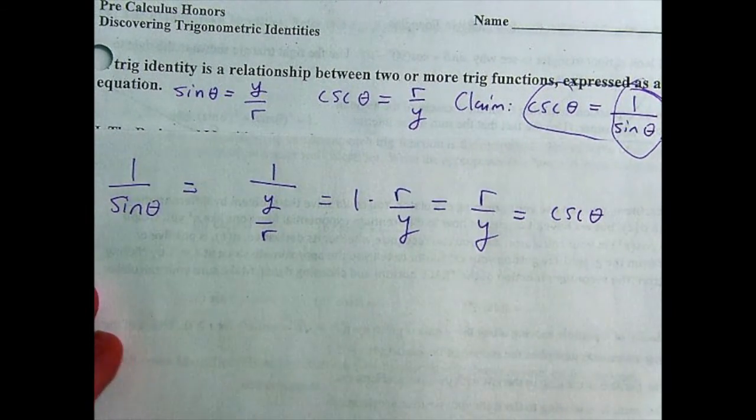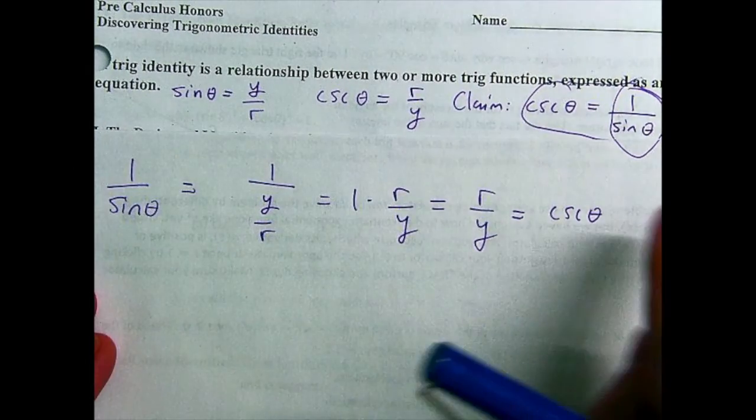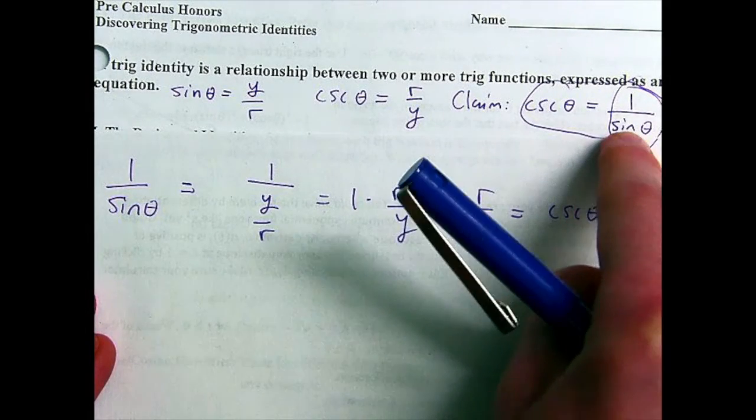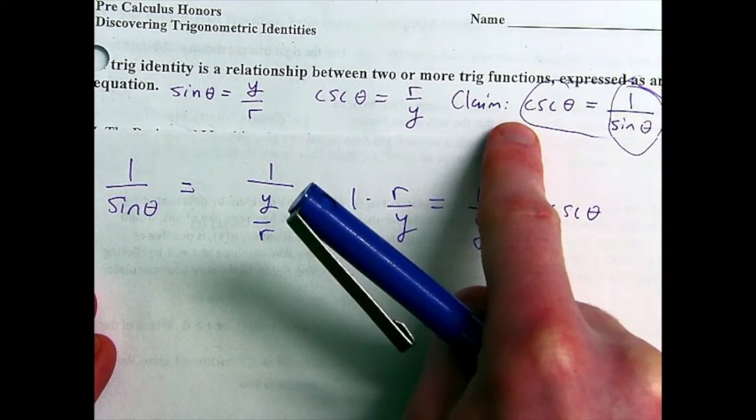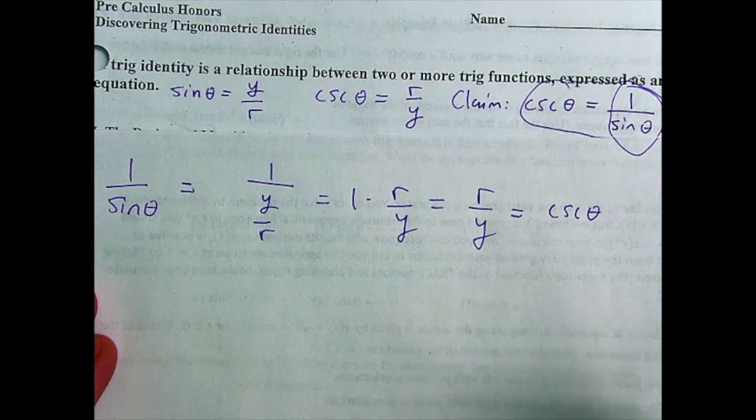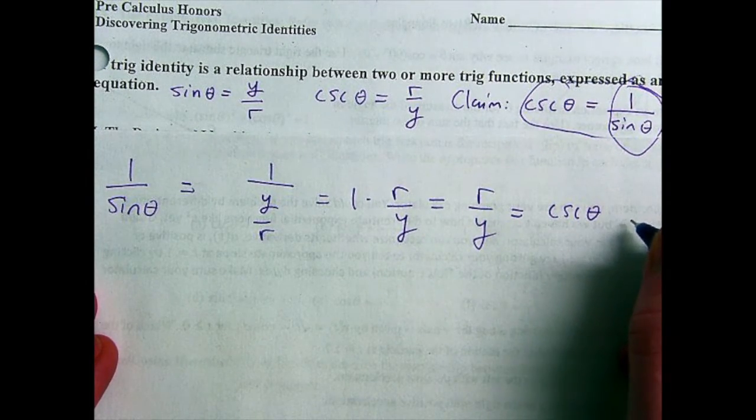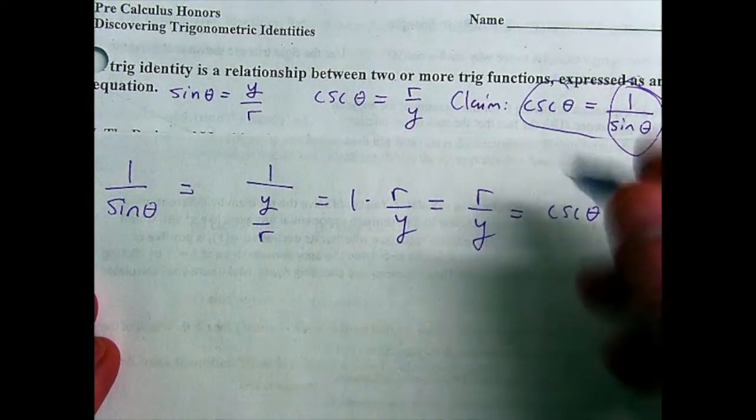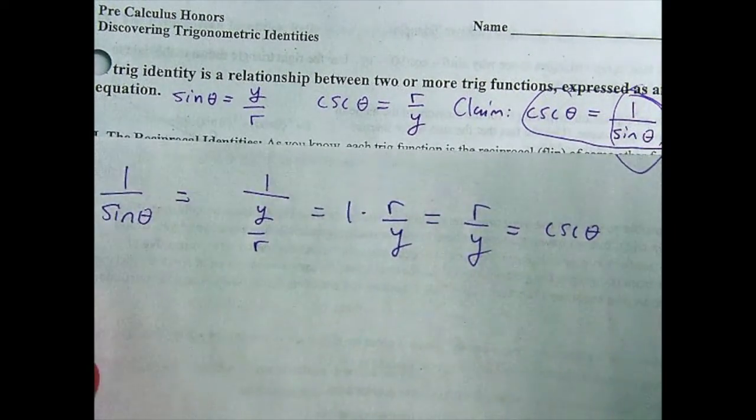So as you can see, what I've done is I've transformed one side of this equation, namely 1 over sine theta, into the other side, namely cosecant theta, using established facts and algebra. So that's one of the ways that we can prove trigonometric identities, and it's an example of a trigonometric identity.